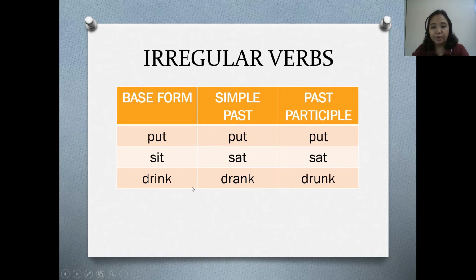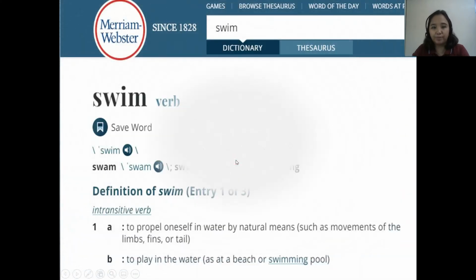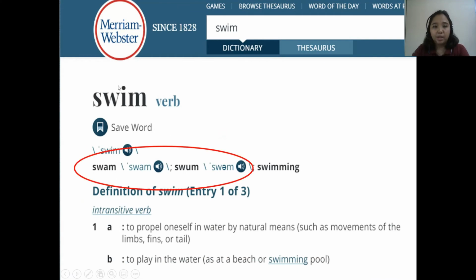There are verbs, though, that have different spelling throughout the simple past and the past participle form. Drink will be drank in the simple past and drunk in the past participle form. You can use the dictionary to look into the past and past participle form of a verb. If you look at the word swim in the dictionary, you will notice the words under it. Swim in the simple past is swam, while the past participle is swum.